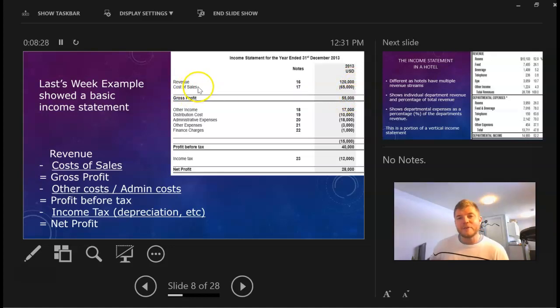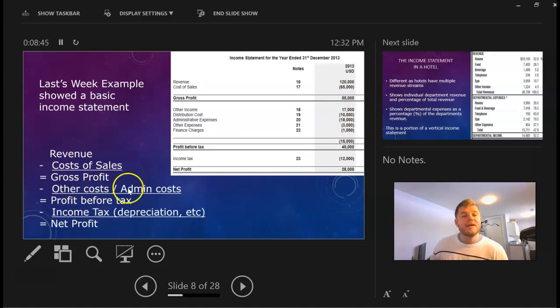Food and beverage is the easiest way because we buy food, we create dishes, and then we sell it. It's the easiest way to understand that. We might sell $120,000 worth of food, but the food and the labor cost is $65,000 to make that 120. So we're left with 55.